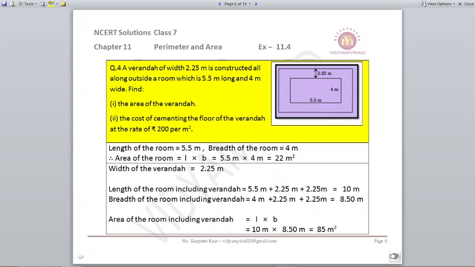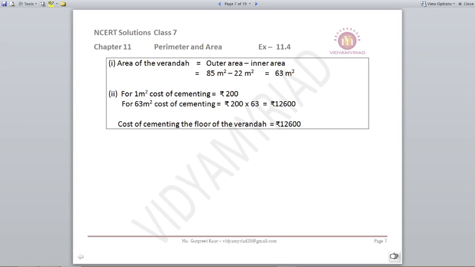Same way I want to know the breadth of the room including the veranda. So it will be 4 plus 2.25 plus 2.25, that gives you 8.50 meters. So the area of the room including the veranda, total area, total length and total breadth, 10 multiplied by 8.5 gives you 85 meters square. Now we also need to know the area of the veranda.